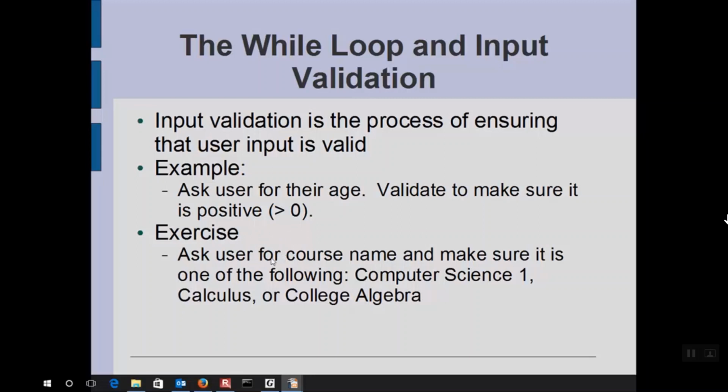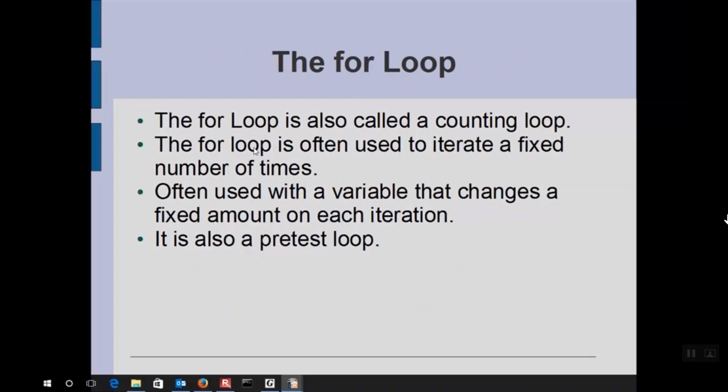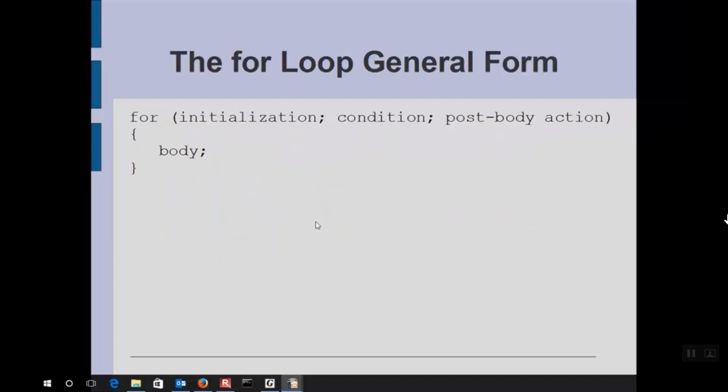Okay. Now let's look at the next kind of loop, which is the for loop. It's also called a counting loop, and it iterates a fixed number of times. It's similar to the while loop, but all the administrative work, like initializing the counter and incrementing it after the completion of the loop, is done as a part of the loop structure. So let me show you how it looks.